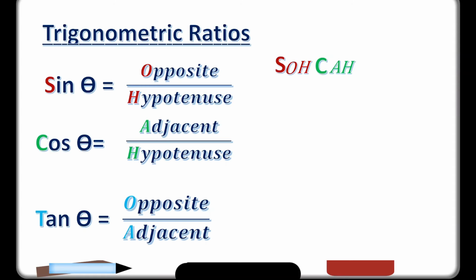Finally, we take the T from tan, the O from the opposite in our tan theta ratio, and the A from the adjacent in our tan theta ratio to form TOA. Put them together and you get SOHCAHTOA. Say it 3 times. SOHCAHTOA, SOHCAHTOA, SOHCAHTOA.